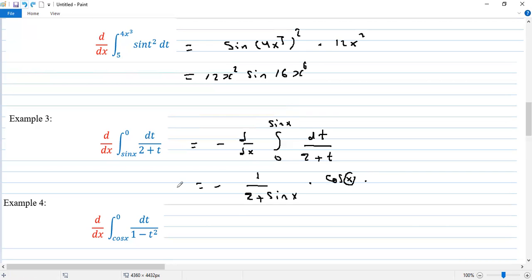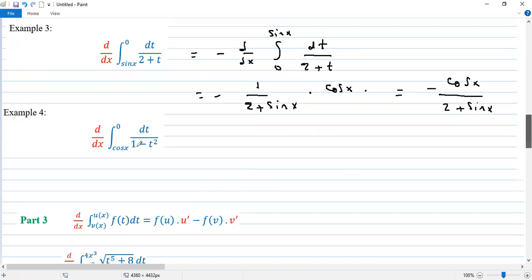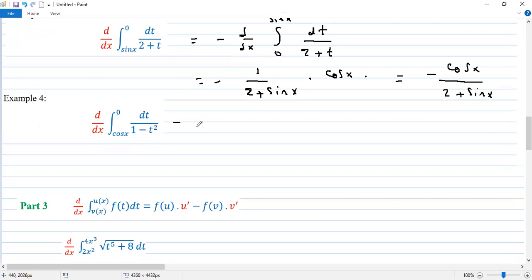So that means the answer will be equal to minus cosine x over 2 plus sine x. Now, this one is the same here, so we have to rewrite it. Minus, we have to switch, because from cosine x to 0, we carry it from 0 to cosine x.